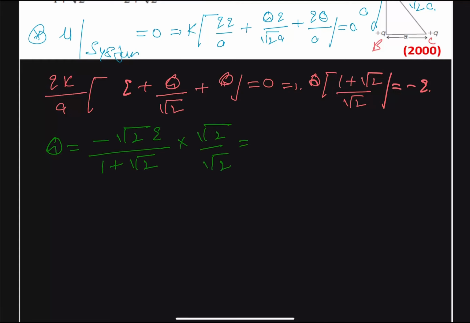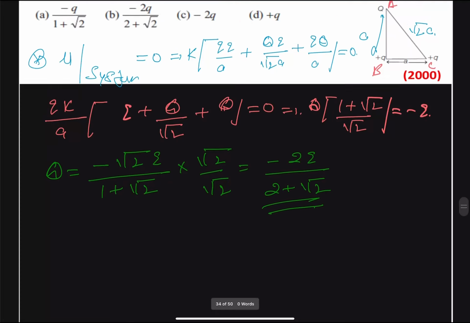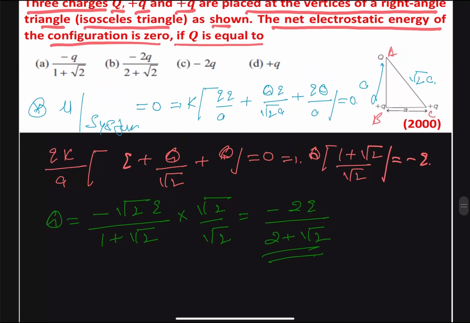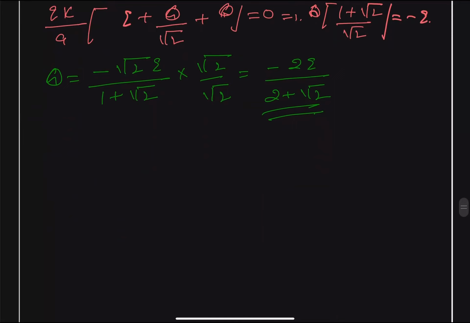We get this as minus of 2Q divided by 2 plus square root of 2. So we get minus 2Q. Option B is the correct one.